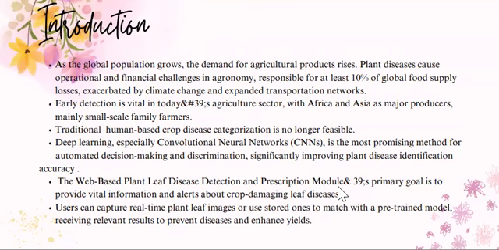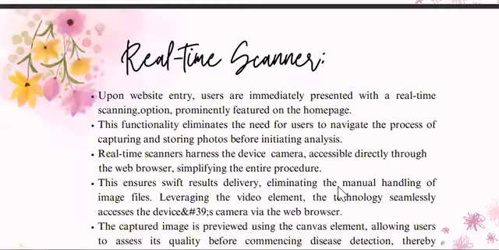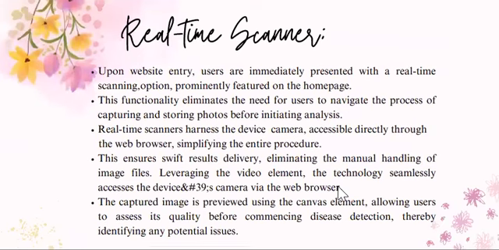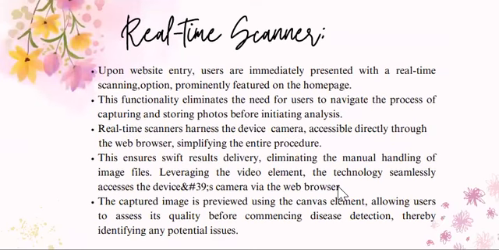The disease detection and prescription module's primary goal is to provide vital information and alerts about crop-damaging leaf diseases. Users can capture real-time plant leaf images or use stored ones to match with a predefined trained model, receiving relevant results to prevent diseases and enhance yield. So deep learning has improved attribute extraction and identification accuracy in plant disease diagnosis.